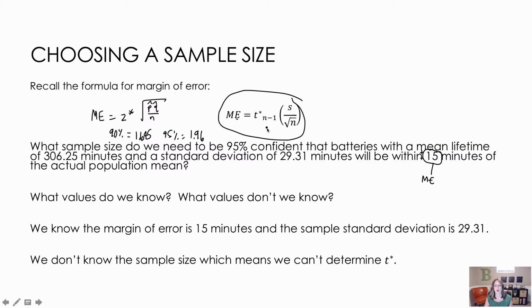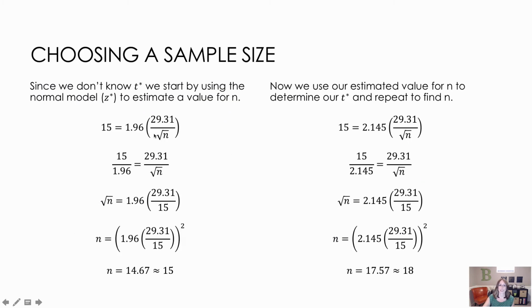But the problem is we don't know n, that's what we're trying to find. So it's a little bit trickier because this week I have to first use z star. Now remember, z star for 95% was 1.96. That's where I got this value. This is my margin of error from the previous page, and this is my standard deviation. I need a starting point, which means I'm going to have to solve for n based on the normal model and then use that number to solve for n based on the t model. So it's actually doing the same calculations twice to make sure we're as exact as we can be.